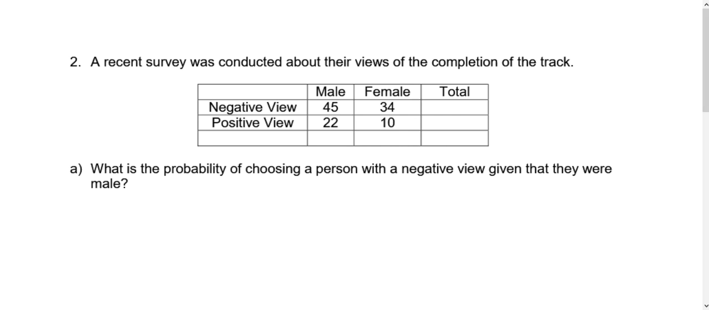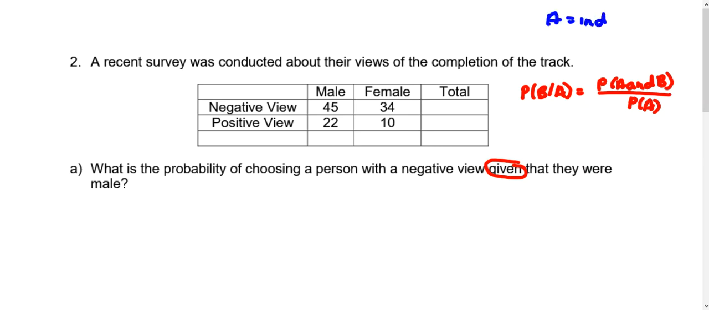So first question: what is the probability of choosing a person with a negative view given that they were a male? Here's this word "given." So we know what we're asked to find. Here's my formula that we're going to refer to. This is the same formula from the front page. But the key thing here is A has to be the independent and B has to be the dependent, and B has to go in front here.